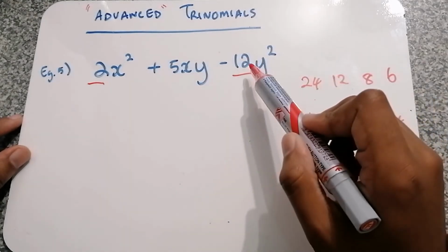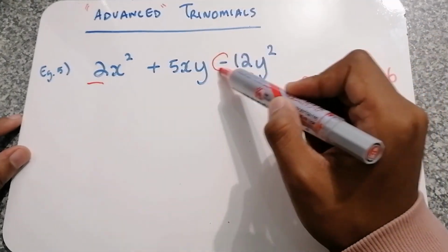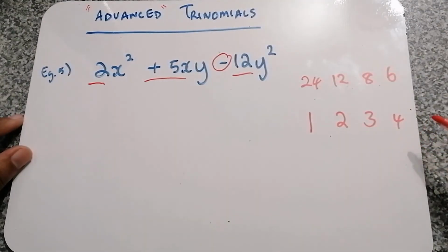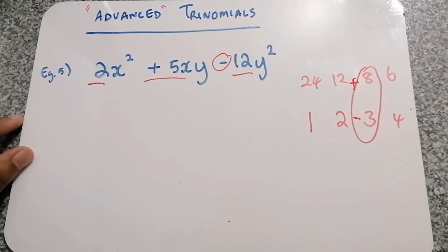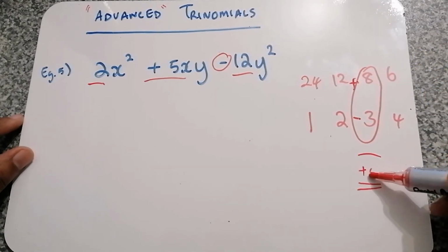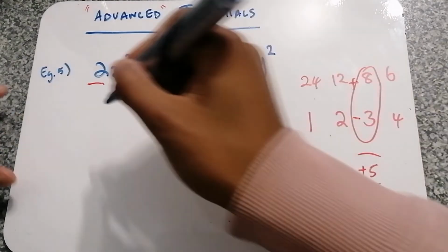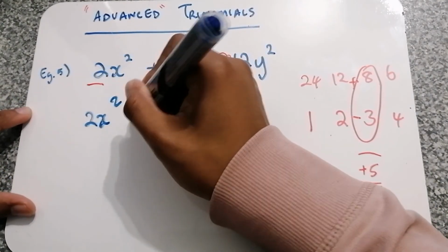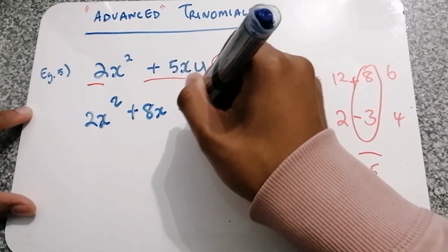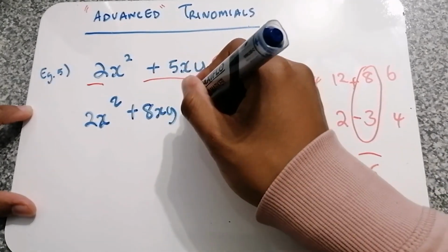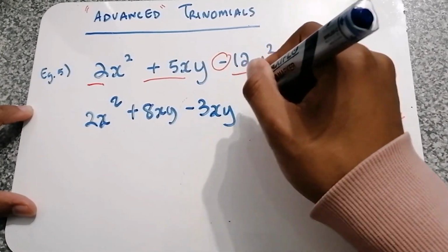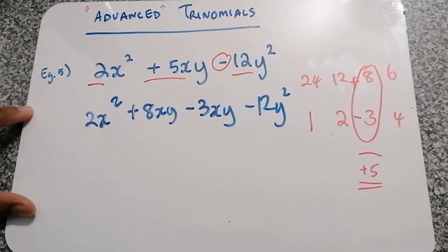Now, which factors of 24 subtract to give me 5? I guess it's these, the 8 and the 3 again. So this time 8 has to be positive, 3 has to be negative, because we want to end up with positive 5. So I write 2x squared plus 8xy minus 3xy minus 12y squared. Oops, there's a y as well.